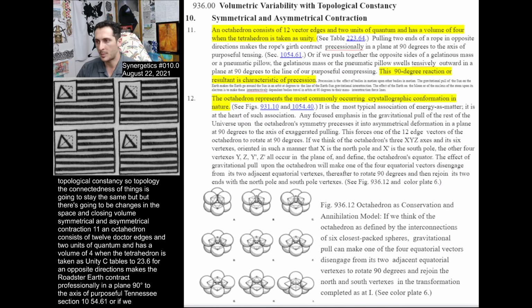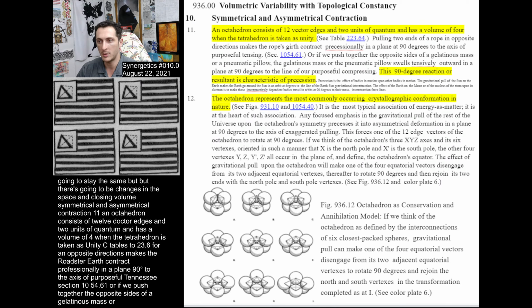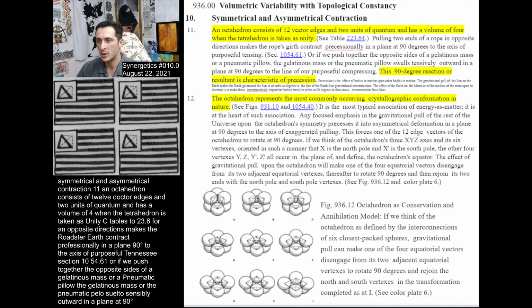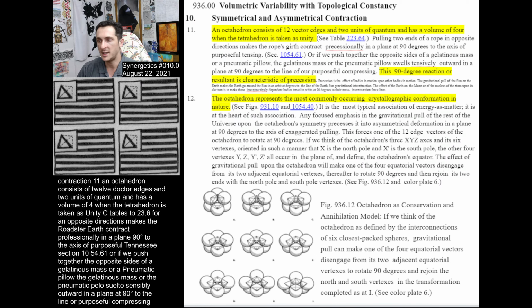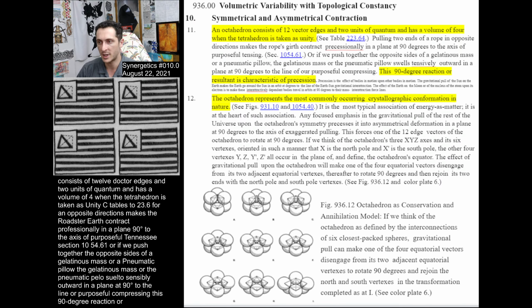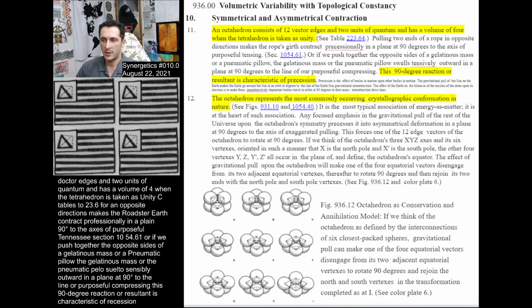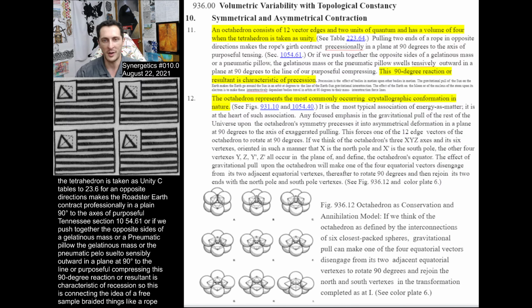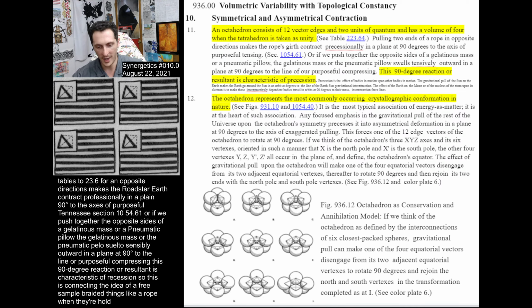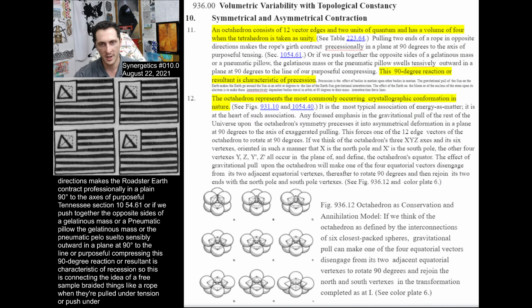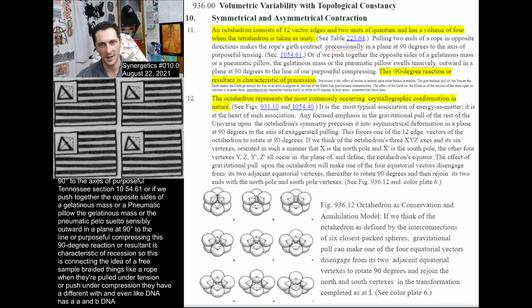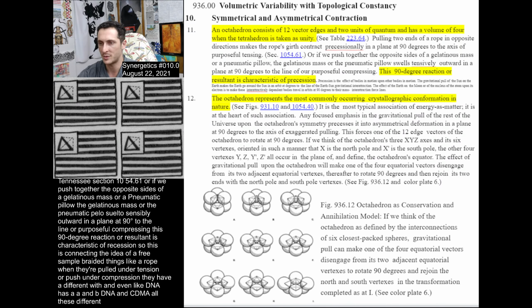Or if we push together the opposite sides of a gelatinous mass or a pneumatic pillow, the gelatinous mass or the pneumatic pillow swells tensively outward in a plane at 90 degrees to the line of our purposeful compressing. This 90-degree reaction or resultant is characteristic of precession. So this is connecting the idea of, for example, braided things like a rope. When they're pulled under tension or pushed under compression, they have a different width. And even DNA has A and B DNA and Z DNA, all these different isoforms. So I wonder how that works with DNA.